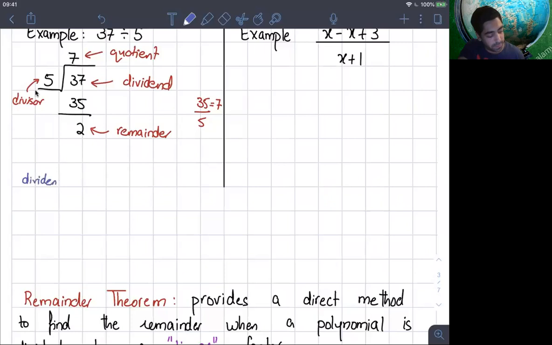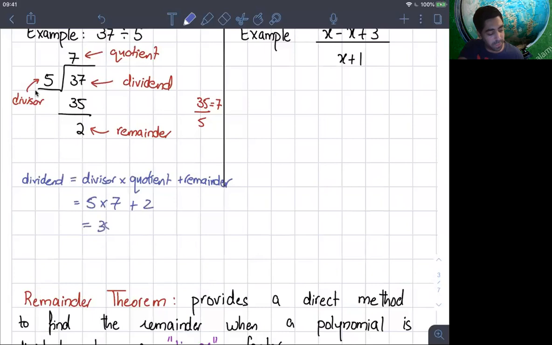So the dividend is equal to the divisor multiplied by the quotient plus the remainder. And does it work in this case? Well, we can quickly see. The divisor is 5, quotient is 7, remainder is 2.